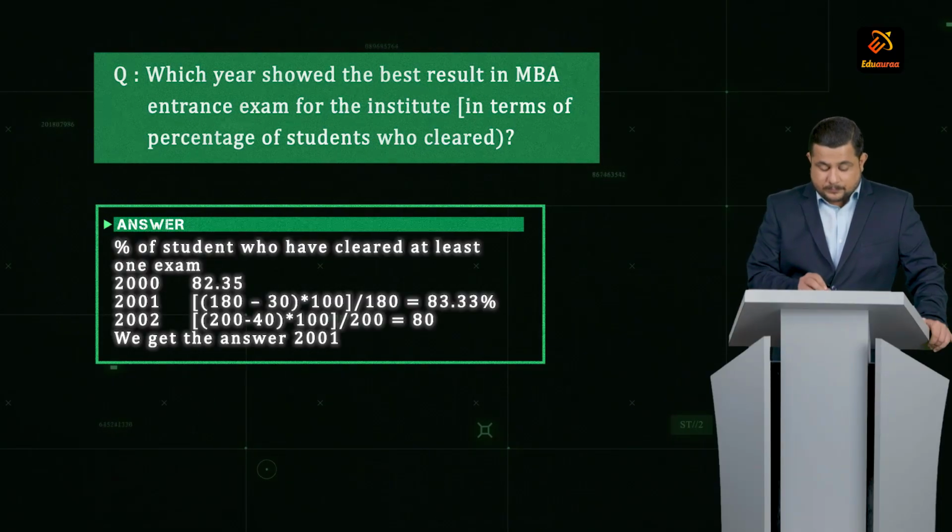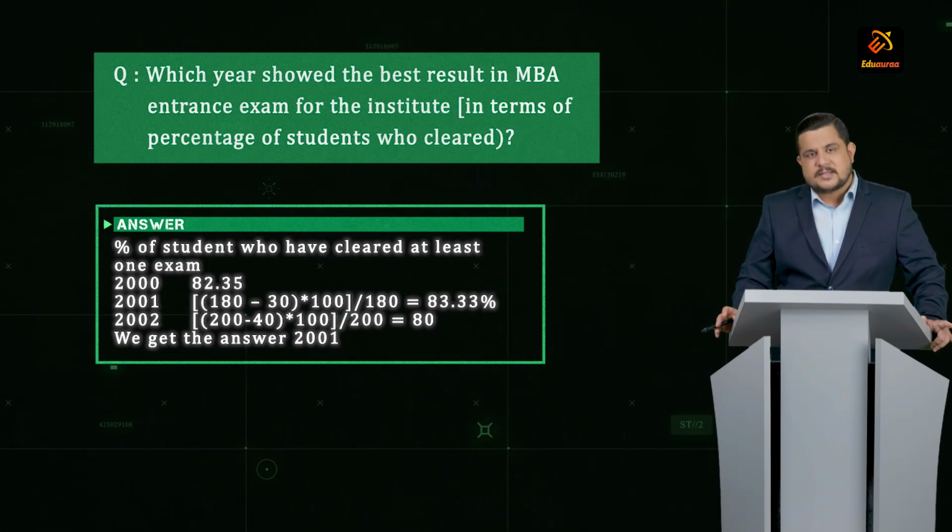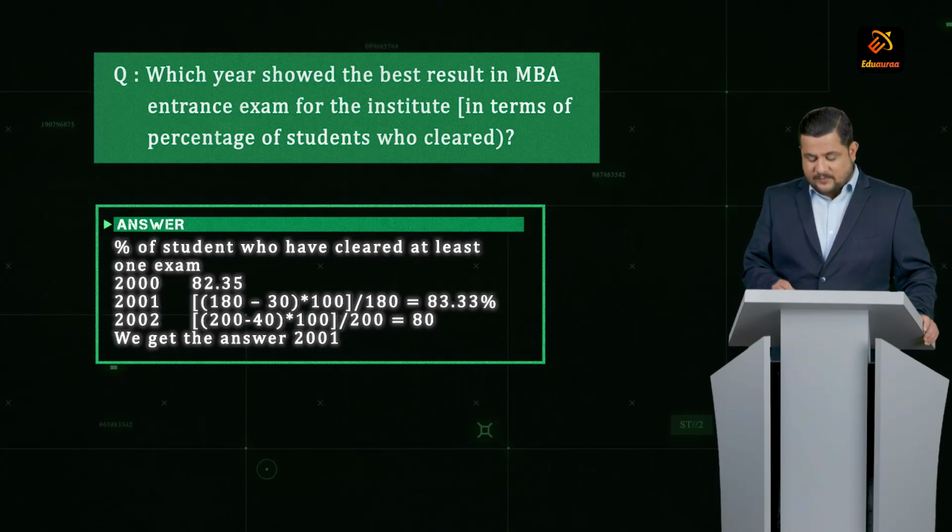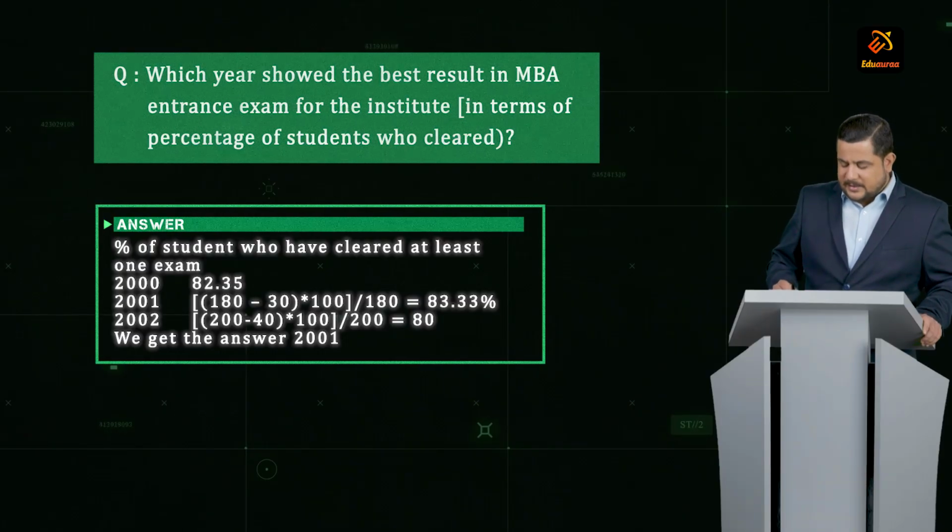So 30 students are there, because the yellow color shows the students who passed none of the exams. So we just have to subtract 30 from 180, the total number of students in that particular year. 180 minus 30, you will get 150. Now 150 upon 180 multiply 100. So the zeros cancel. Now 15 upon 18. Again we can cancel this by 3. So 3 5s are 15, 3 6s are 18. Now 5 by 6. So 5 by 6 means 500 upon 6.